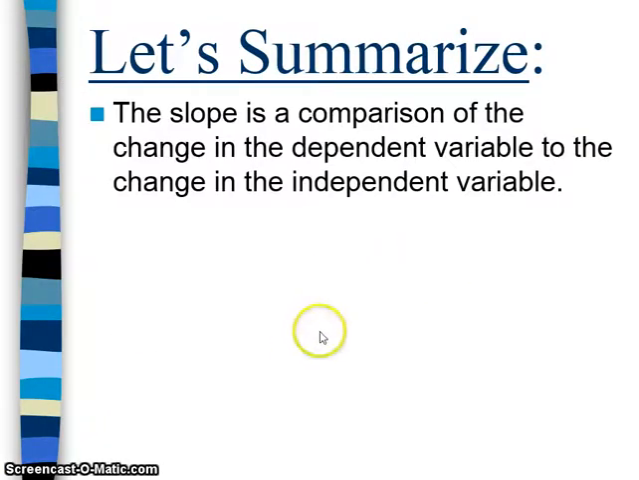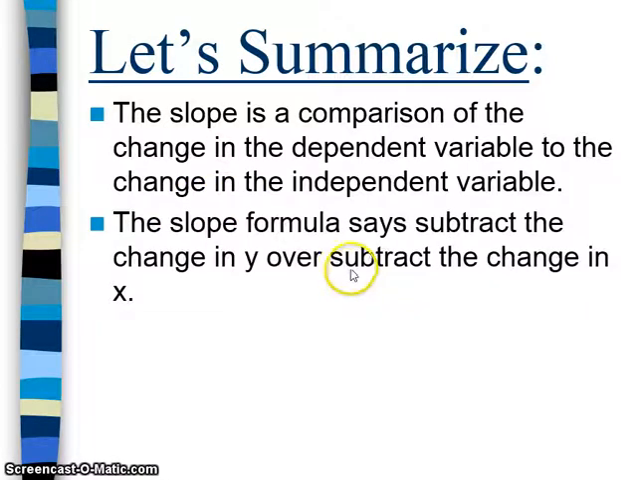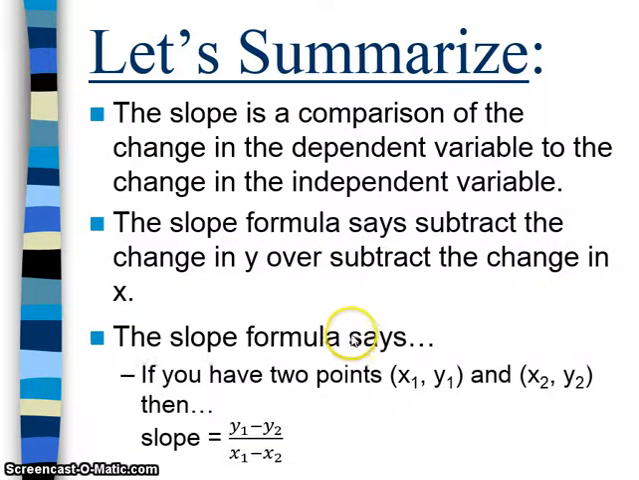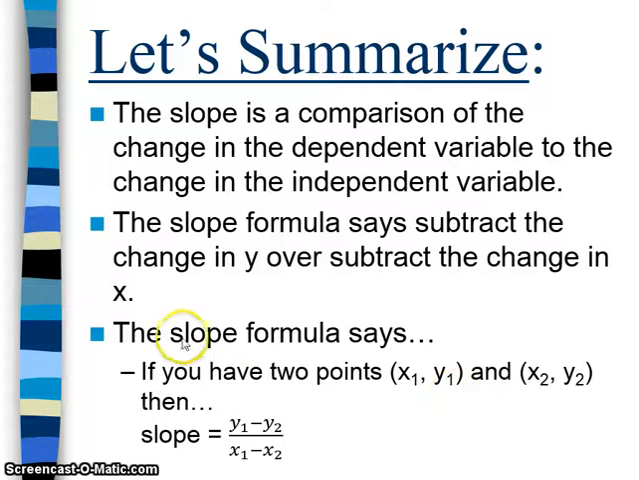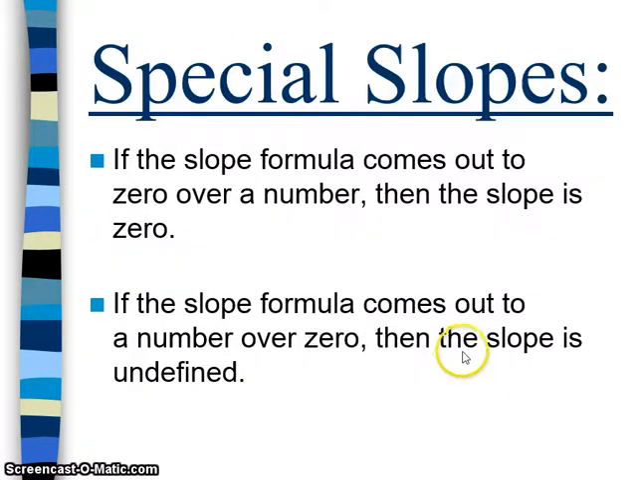So let's summarize what we've learned. We've learned that the slope is a comparison of the change in the dependent variable to the change in the independent variable. We've also learned that the slope formula says that we can subtract the change in y over subtract the change in x. In other words, it looks like this algebraically. If you have 2 points, x1, y1, and x2, y2, then slope is equal to y1 minus y2 over x1 minus x2. Now, we also learned about two special slopes, so we have to be careful when we see these because we want to make sure we don't confuse the two of them.